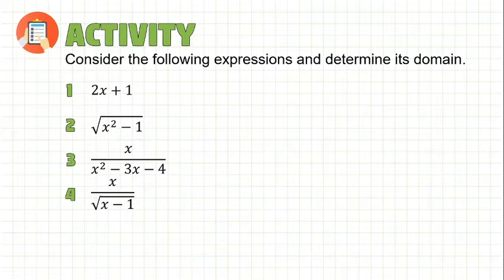Okay? So first, let's consider 2x plus 1. Now take note, if we substitute any real number x to the expression, the value will still be a real number, right? Like if we have x equal to 1, we will have 2 times 1 plus 1, that is equal to 3, which is a real number. Suppose we have x equal to 1 half, that will become 2 times 1 half plus 1, and that is equal to 2, which is still a real number.